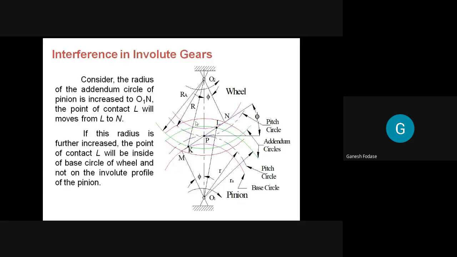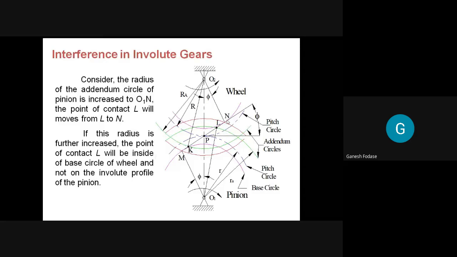Similarly for the wheel, you can see this one is the base circle, this one is the pitch circle, and this one is the addendum radius up to K, and one more is up to M. Why are these two circles shown? Because we can extend this addendum radius. Let's consider the pinion. O1L is the addendum radius, and this addendum circle is shown in green color. So this O1L I can extend up to point N.